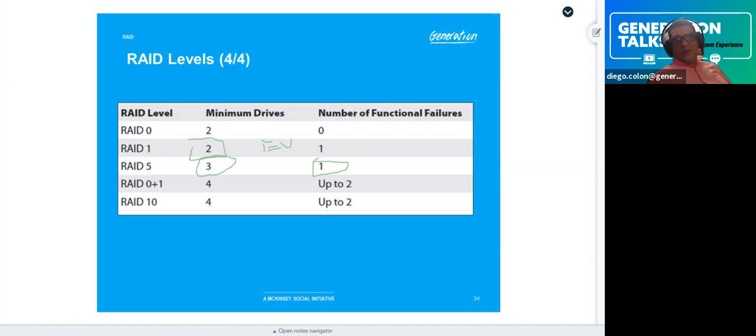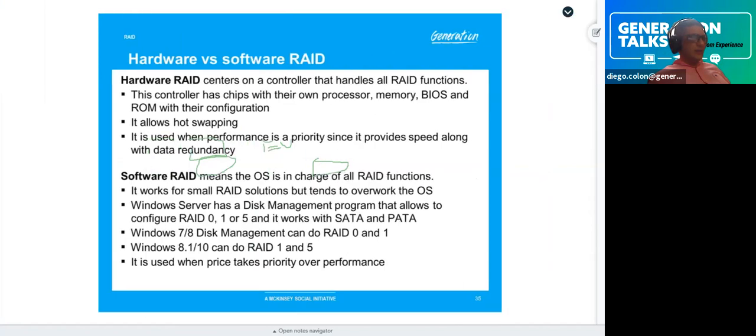Lastly, we have here the actual RAID 0+1 and the 1+0, which gives you a minimum of 4 drives, and you have two failures that are allowed as long as it's not the same exact data.